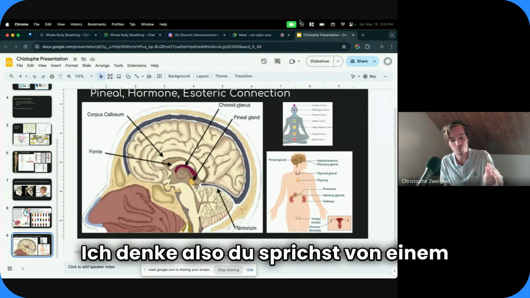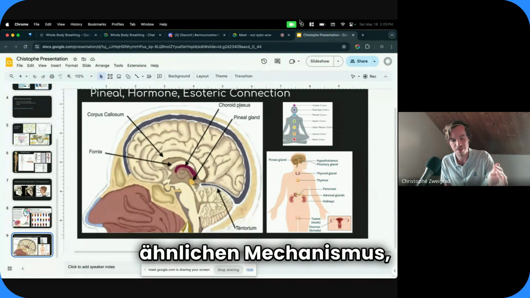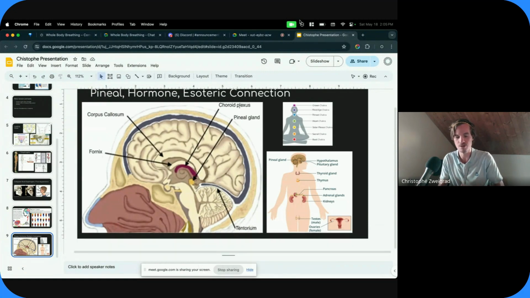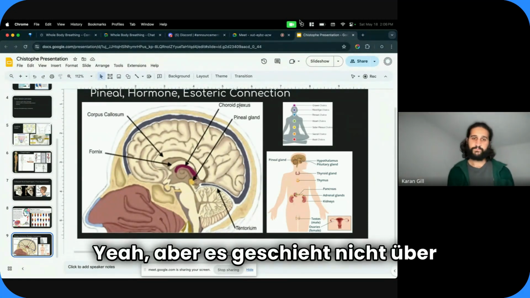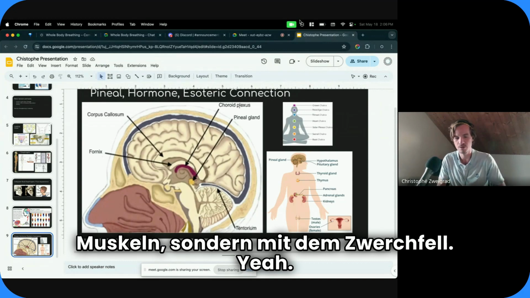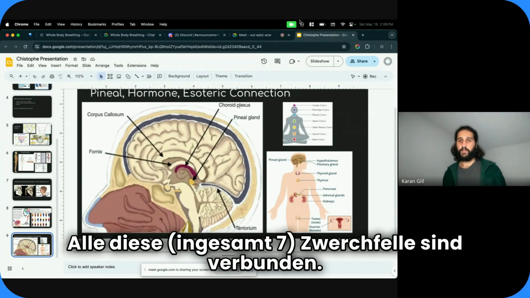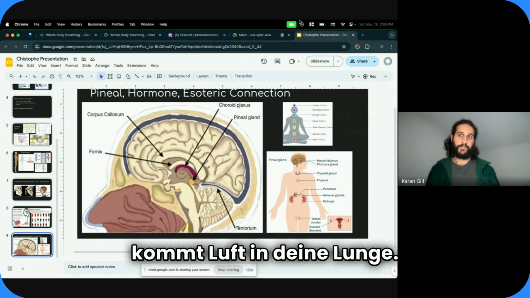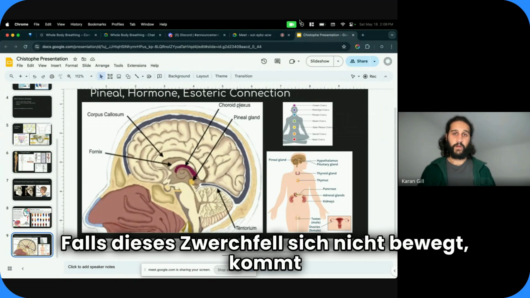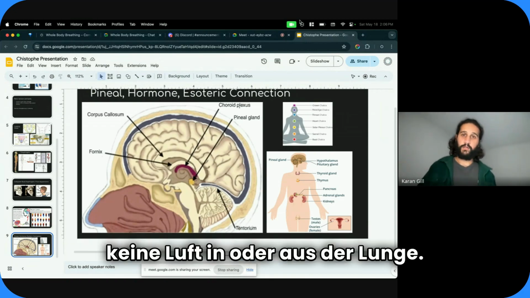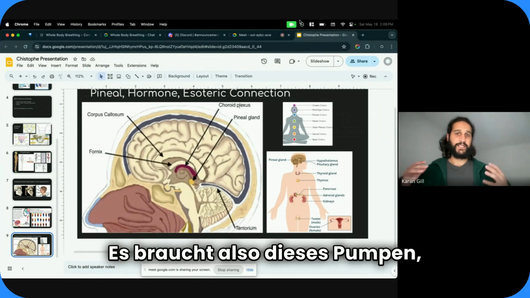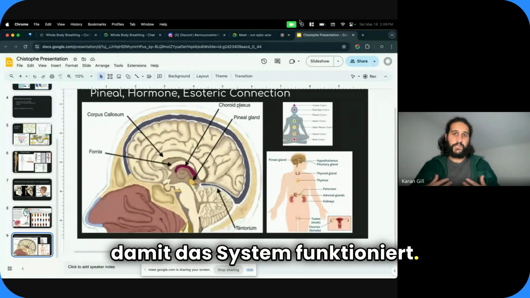So I think what you're proposing actually is a mechanism similar to that which supports drainage of fluids. Yeah, but it's not done via muscles, but via the diaphragm. All of those diaphragms connect together, and so whenever you breathe, your main respiratory diaphragm is going to cause the airflow in your lungs, right? Without that main diaphragm expanding, there's no air coming into the lungs, there's nothing going out. There's going to be none of that exchange of carbon dioxide and oxygen. It needs that pumping action for the system to function.